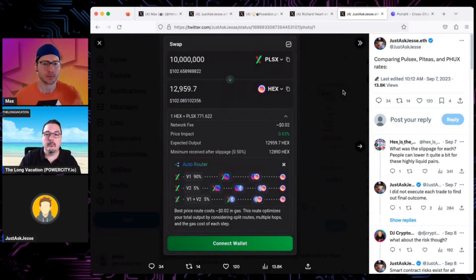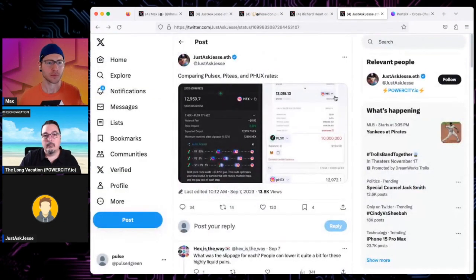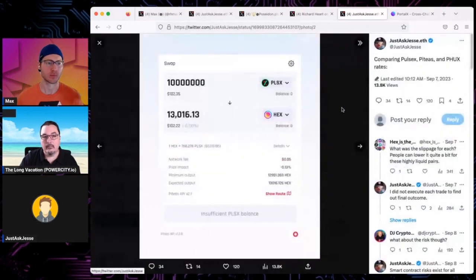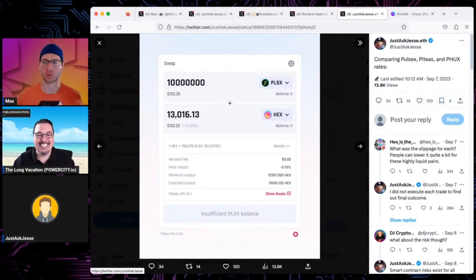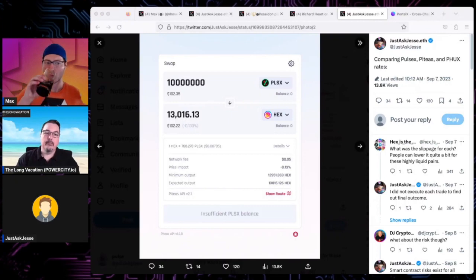So actually, there's two different things going on with those: Piteas, and you've got PHUX. Piteas is actually an aggregator, right? So it'll scan and it'll optimize the trade route. PHUX is simply, well, it's not simple, but it's a DeFi protocol. It's a fork of Balancer, and it has different algorithms for its trades, okay, and different fees for its trades.